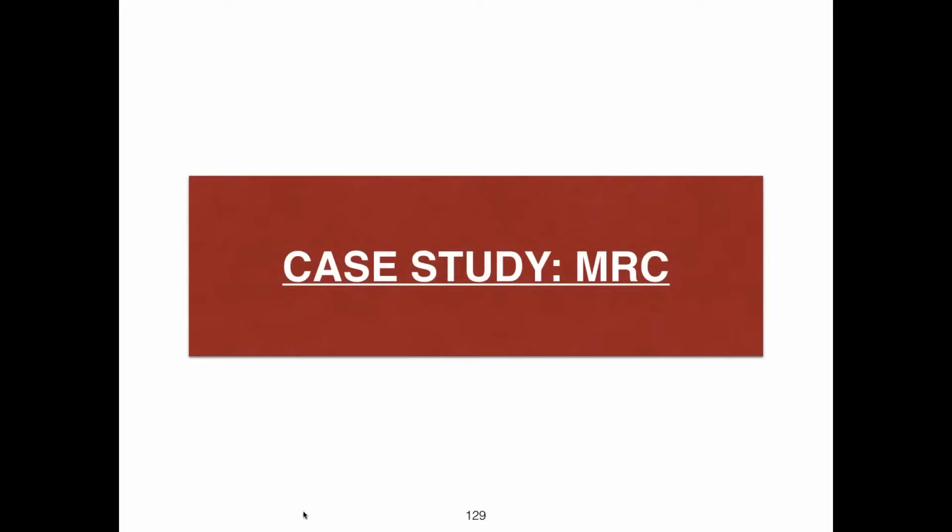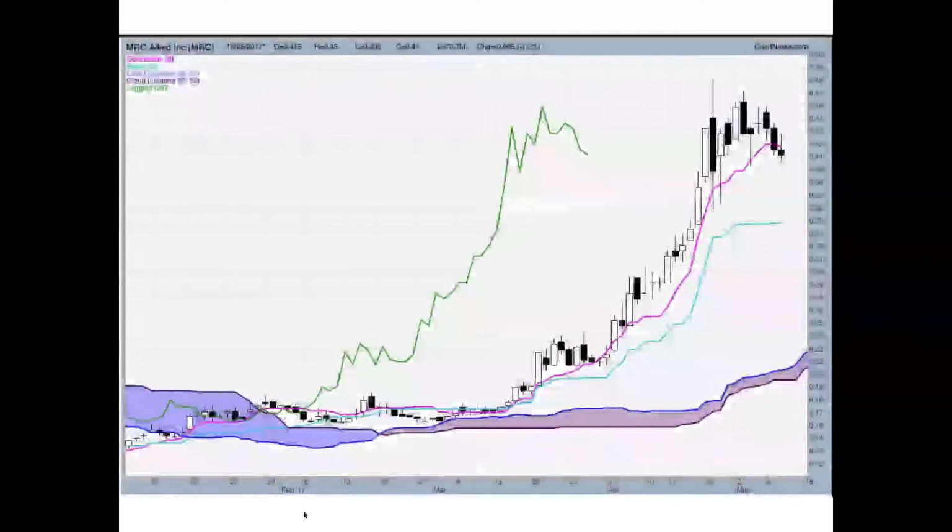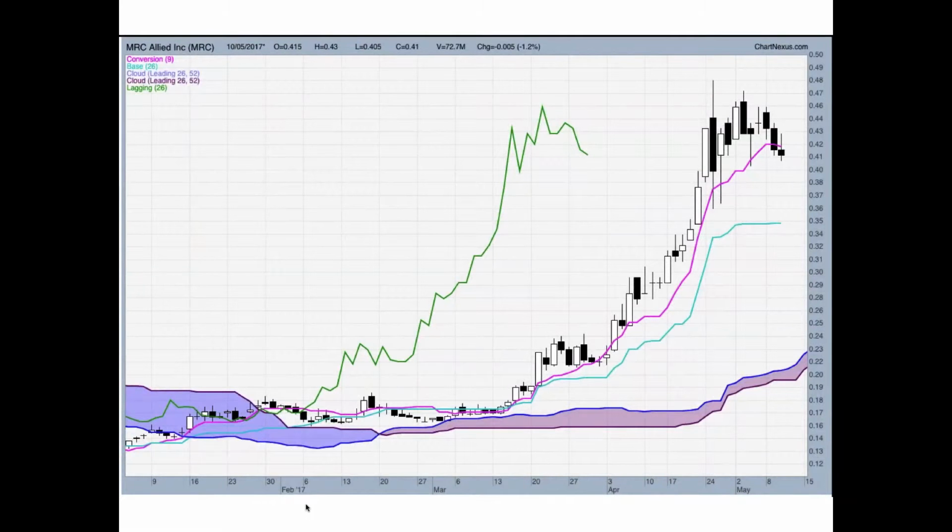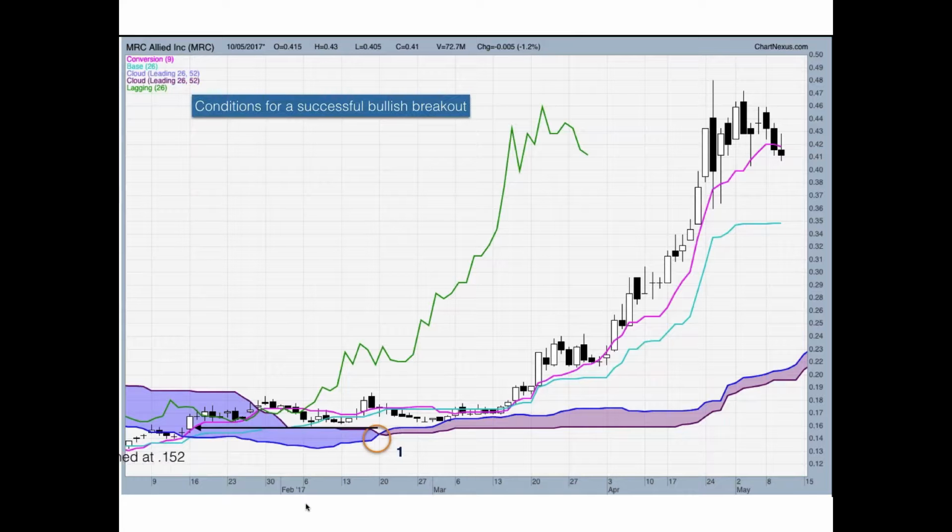Next, let's do a case study on MRC. The same elements that are found in the PNX breakout are also found in the MRC chart before its strong uptrend. These are the conditions for a successful bullish breakout. First, the Kumo twist. This Kumo twist happened when the price was at 152.